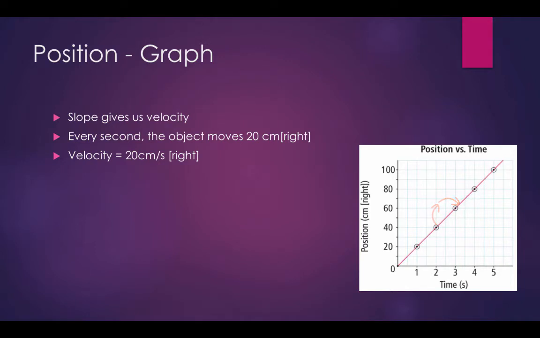Because it's a straight line, the velocity is always 20 centimeters per second to the right. So the velocity, also known as the instantaneous velocity, is equal to the average velocity. Because of the straight line graph, it's evident that the velocity is a constant. This object is moving with uniform motion.